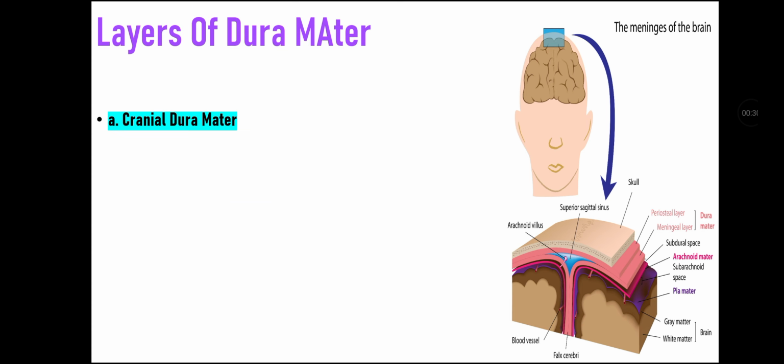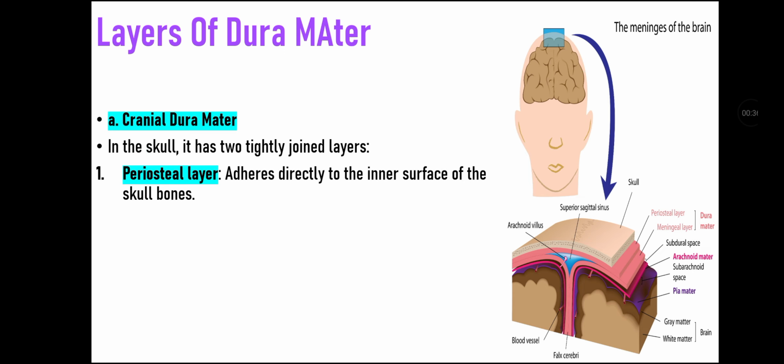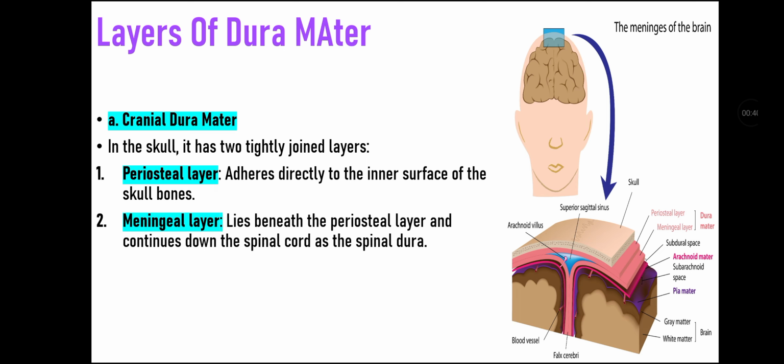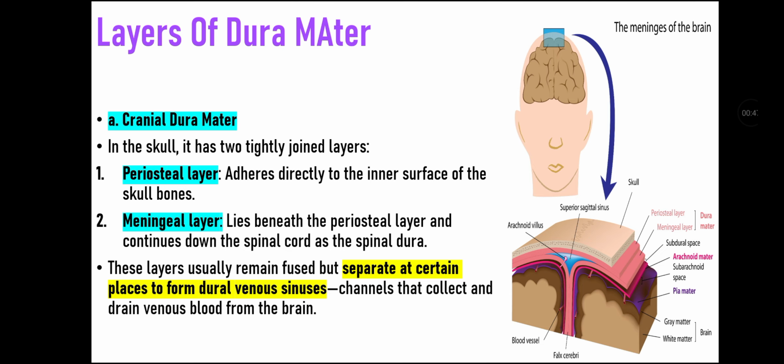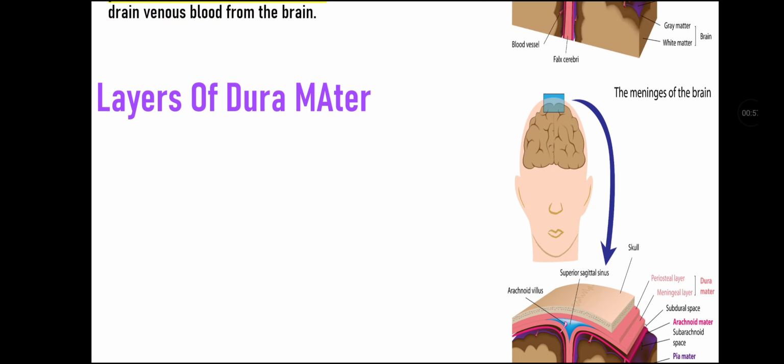Talking about layers of dura mater, in cranial dura mater, in the skull it has two tightly joined layers that are the periosteal layer that adheres directly to the inner surface of skull bone, and the meningeal layer that lies beneath the periosteal layer and continues down the spinal cord as the spinal dura mater. These layers usually remain fused but separate at certain places to form dural venous sinuses that are channels that collect and drain venous blood from the brain.